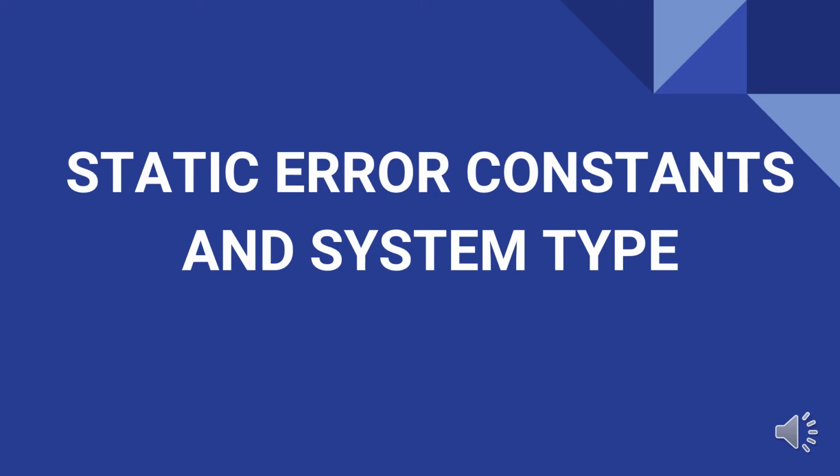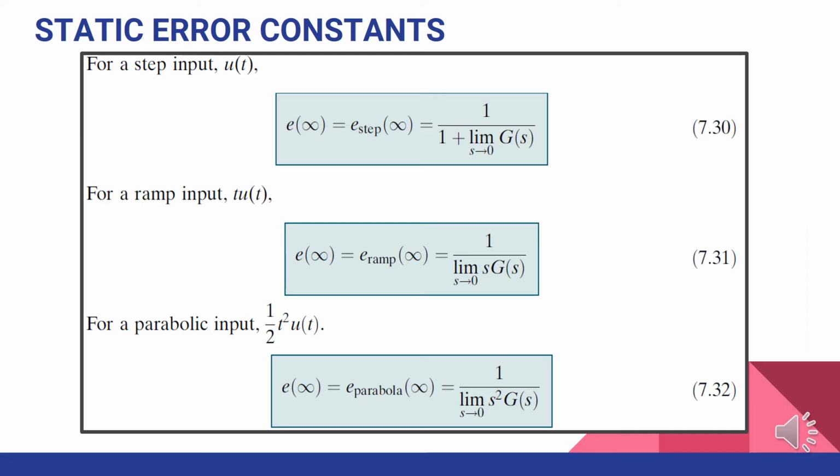So the next topic we are going to discuss is static error constants and system type. Static error constants: we can see here for a step input u of t, e infinity is equal to e step infinity, which equals 1 over 1 plus the limit of G of s as s goes to 0.